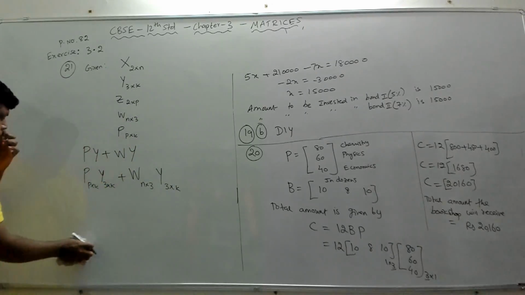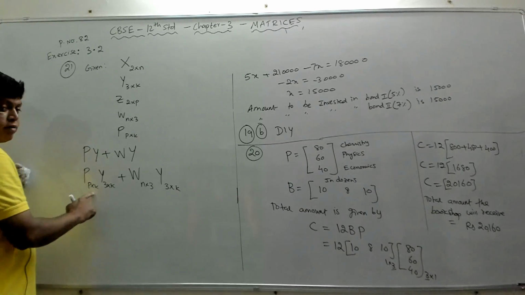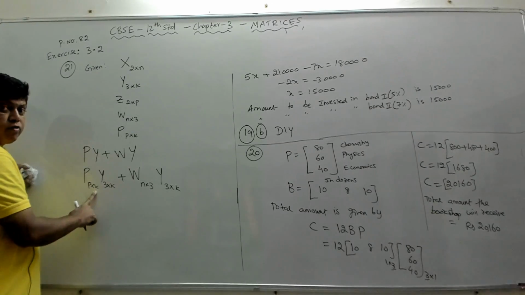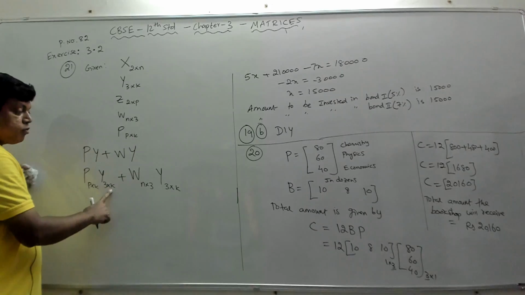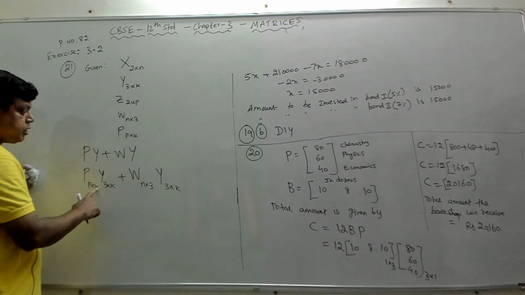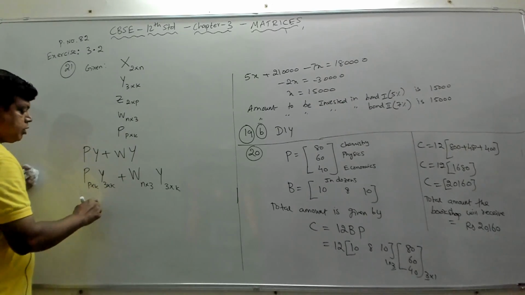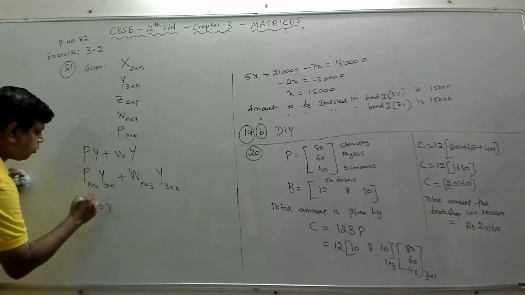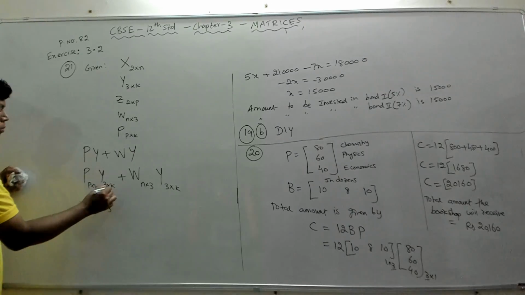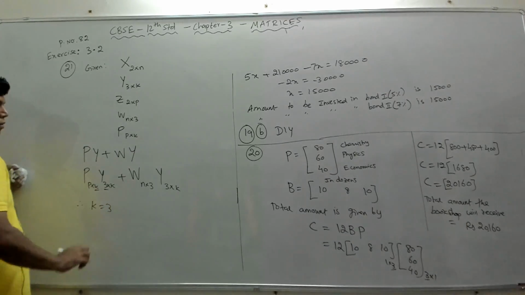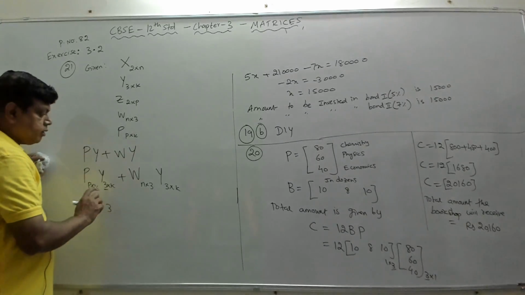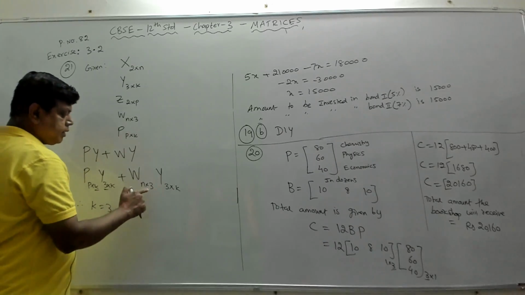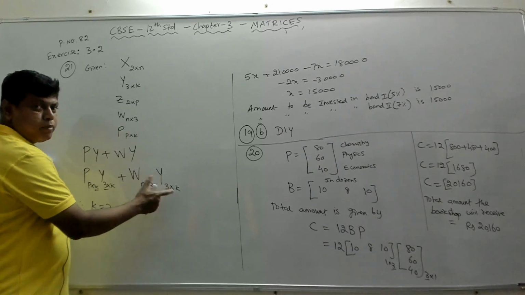Now if I want to multiply these two matrices, then we know the rule: the number of columns of the first matrix should be equal to the number of rows of the second matrix, which means my k should be equal to 3. Only then can you do P into Y. So these two should match, which means your k should be equal to 3. Similarly here I can multiply, because this is also 3, this is also 3, which means we can multiply.